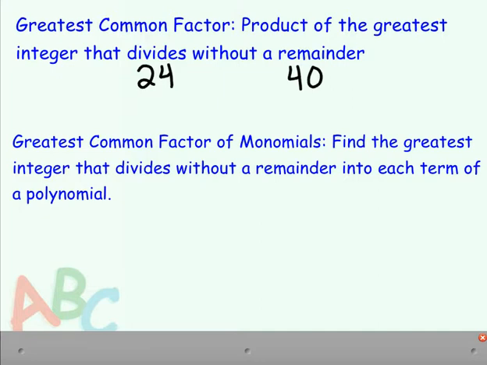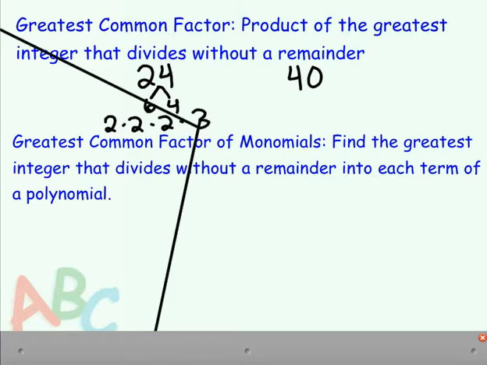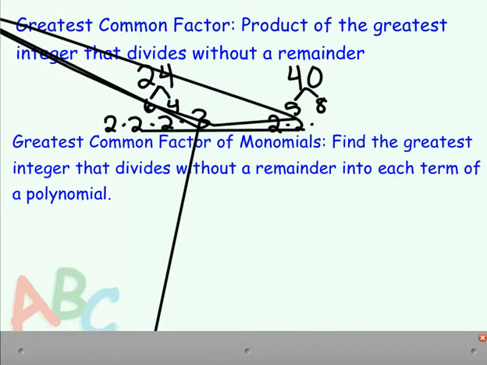Let's find the greatest common factor. We can break 24 down into 6 and 4, which means its prime factorization is 2 times 2 times 2 times 3. And 40 can be broken into 5 and 8, which means that its prime factorization is 2 times 2 times 2 times 5. Now when we look at these two numbers, we realize they have 3 2's in common, which means we multiply those together and we get that 8 is the greatest common factor.